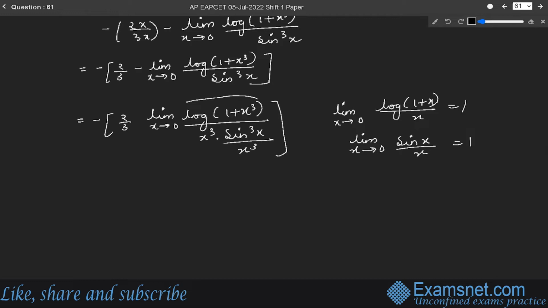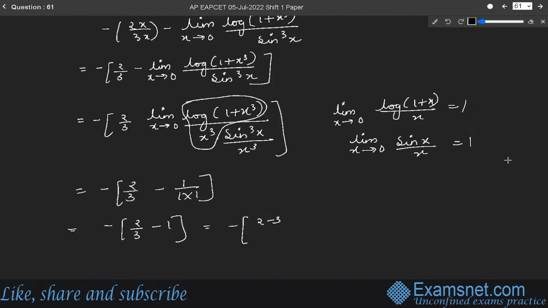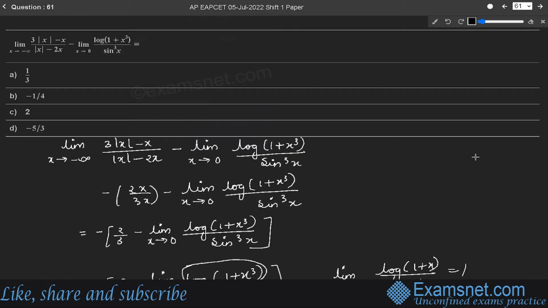See, we take this particular term as a single term and the remaining term is sin³x/x³. We know that both the values are 1. So it will be -2/3 minus 1/(1 into 1). So it will be -2/3 - 1, which is equal to (-2 - 3)/3, which gives -(-1/3)... so minus minus becomes plus here. So its value is +1/3. So option number A is the correct option for this question.